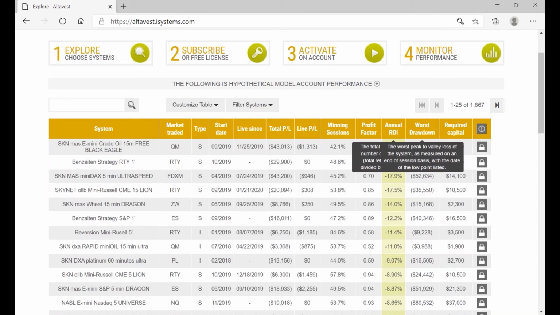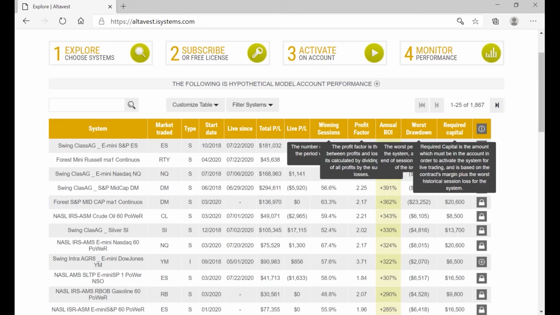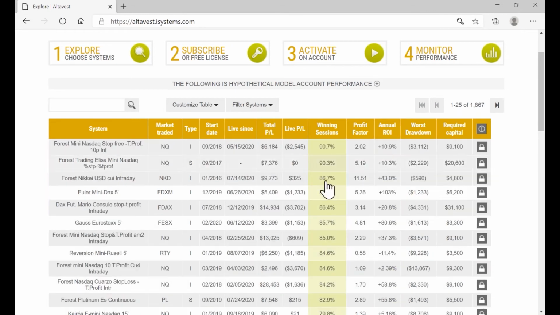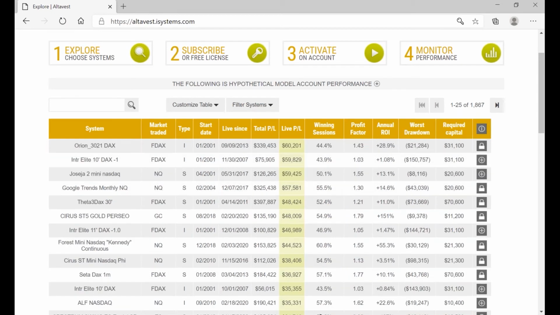So annualized return on investment, worst drawdown, required capital, winning sessions percentage. Some of these systems have very, very high winning percentage, and others not as much. And that's okay too, because sometimes they have big wins and small losses. So it just depends. Here's your live profit and loss. So this trading, here's a NASDAQ system, $59,000 live profit so far.